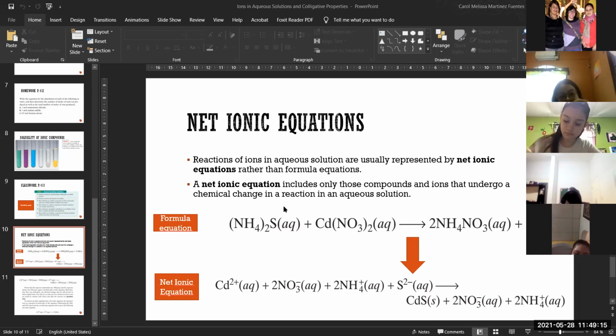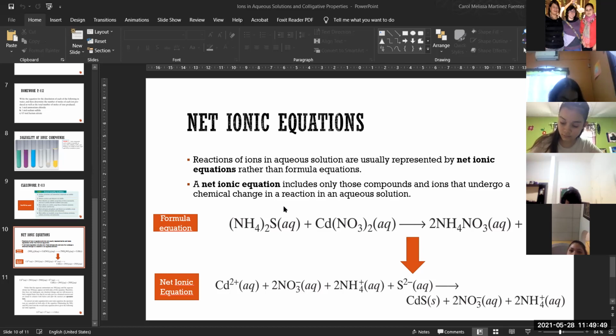A net ionic equation includes only those compounds and ions that undergo a chemical change in a reaction in an aqueous solution. An aqueous solution is a reaction that takes place in water. That's why it's called aqueous. After the reaction takes place, a new compound is formed. That is the compound that we care about, and that's why we need the net ionic equation for this topic.